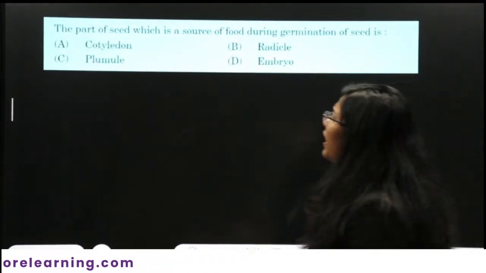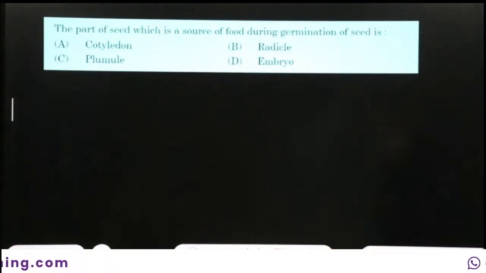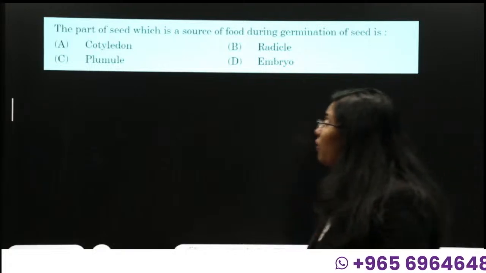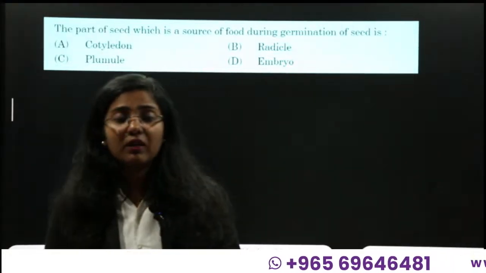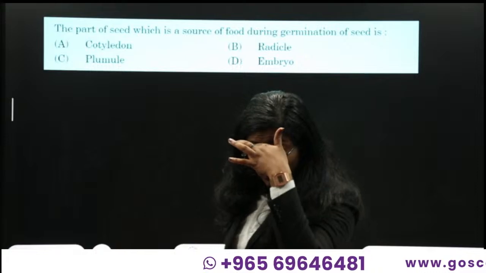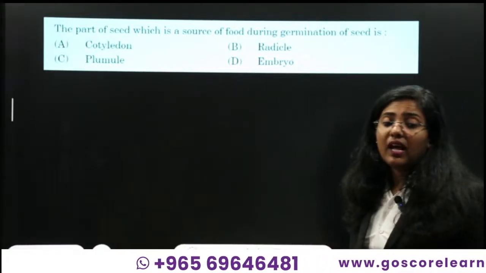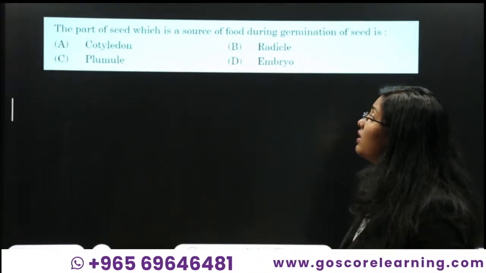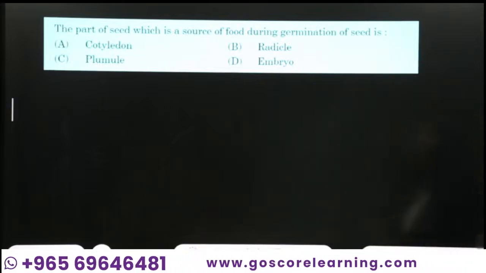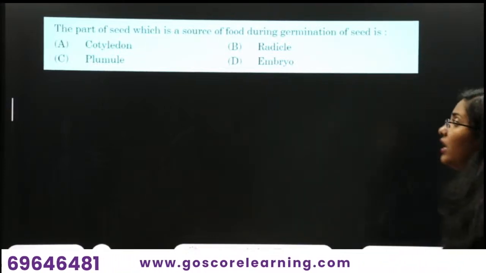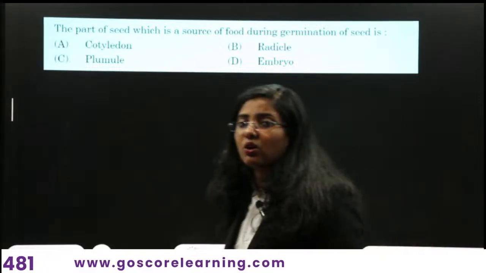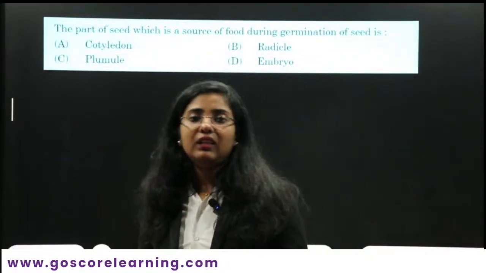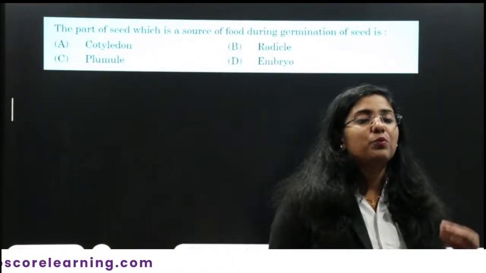What is the next question? The next question is: the part of the seed which is a source of food during germination of the seed. Okay, so the part of the seed which provides the food. It is not about the plumule or radicle or anything else, but they are asking how the seed gets its food during germination. So what is the role of the plumule? It gives rise to which part of the plant? Shoot.